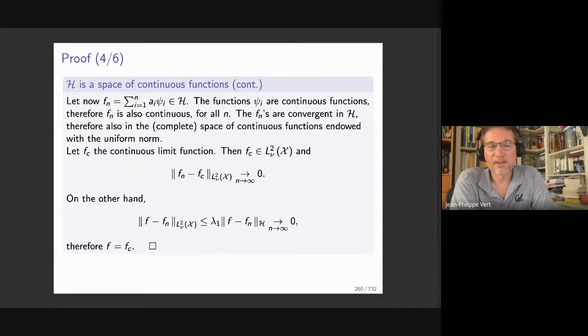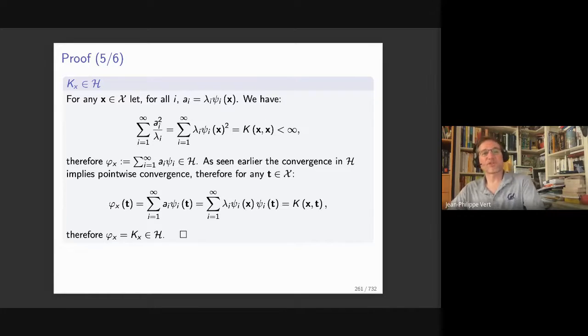Of course, f_c is in L2, and convergence in the continuous functions with the uniform norm implies convergence in L2. So f_c has the property that f_n minus f_c tends to zero in L2. And on the other hand, when we look at f minus f_n in L2, it is upper bounded in particular by lambda_1 times f minus f_n in H, right? Because we have the link between the norm in L2 and H, and it goes to zero. Therefore, we have two functions which are the limit of the sequence f_n in L2, and therefore they are equal. Right, so this shows finally that the limit of f_n in L2 is a continuous function f_c. So this shows that capital H is a space of continuous functions, a Hilbert space of continuous functions.